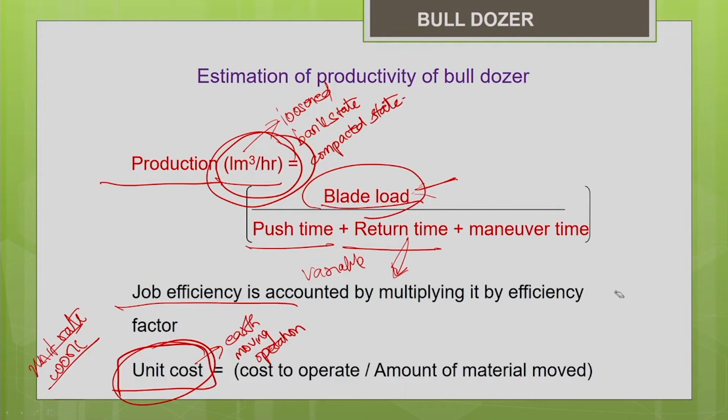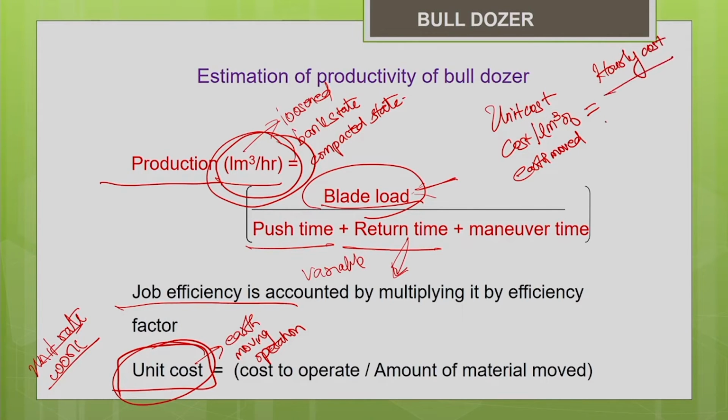For that you need to know that unit cost is nothing but cost per loose meter cube. Say I am going to find it in the loosened state. I need to calculate the cost per loose meter cube of earth moved. It is nothing but the hourly cost associated with the machine divided by the hourly productivity. If we know these two data, I can calculate.